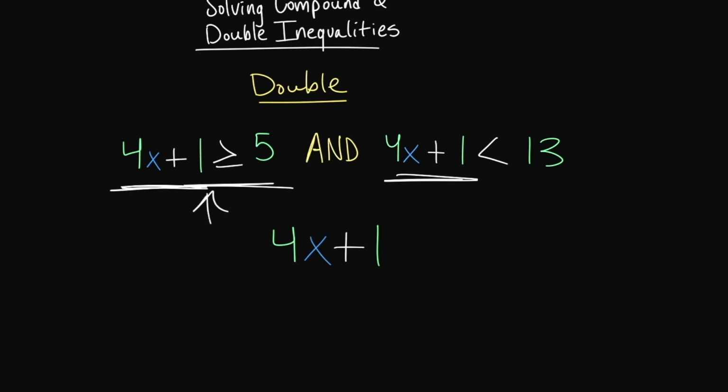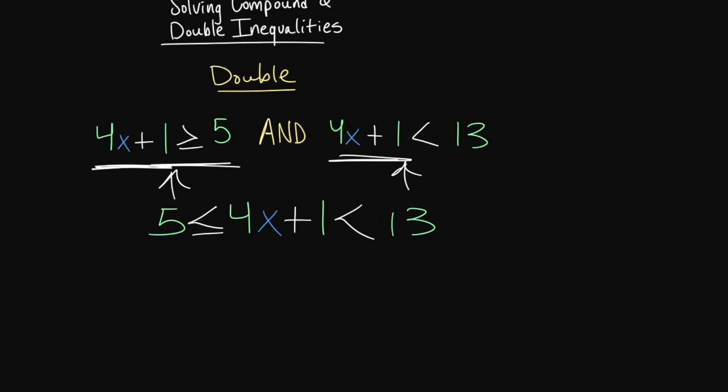Well, 4x plus 1 is greater than or equal to 5. So on the left-hand side, we're going to put that operator right there, and it is greater than or equal to 5. And then on this right-hand side, 4x plus 1 is less than 13. So we're going to write our operator right here, and we are less than 13. And so a double inequality sort of just has these values in order from least to greatest, typically. And then the double just comes from the fact that we have double the amount of inequality operators as usual.